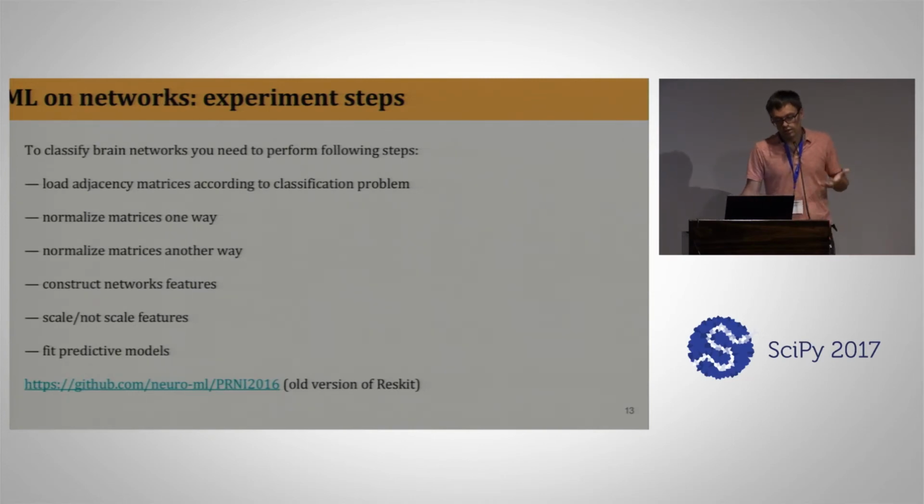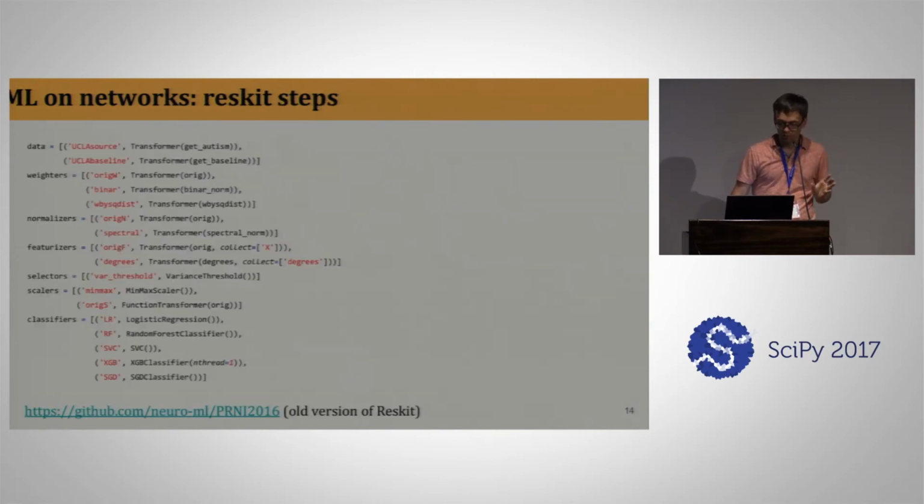You want to normalize matrices, it's just subject domain specifics. So you want to normalize matrices another way. You want to construct network features. Maybe you want to scale or not to scale features, and then you want to fit predictive models and do grid search and estimate the best model, and then output results, and essentially find the best combination of this transformation, best transformation and best predictive model.